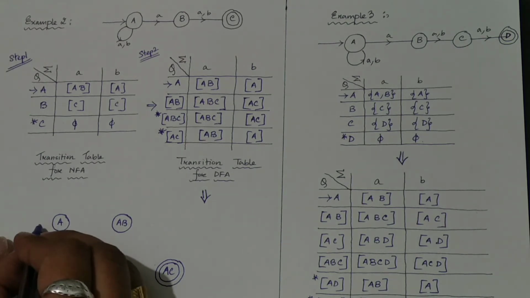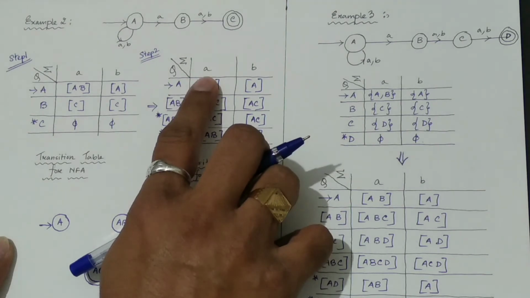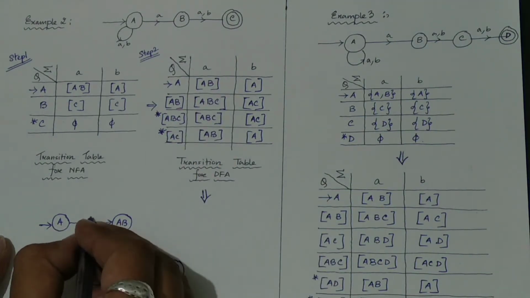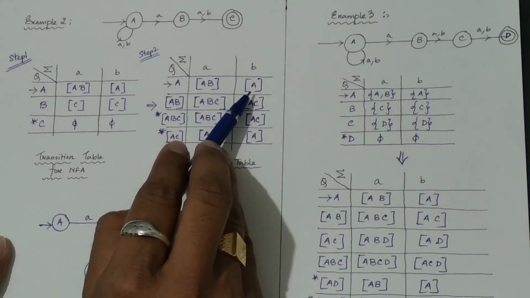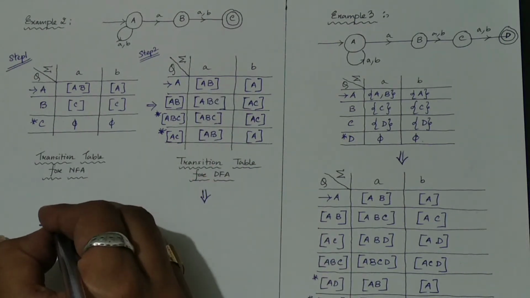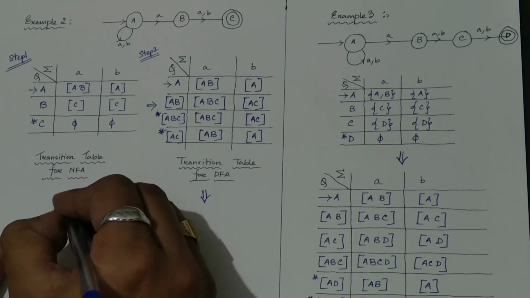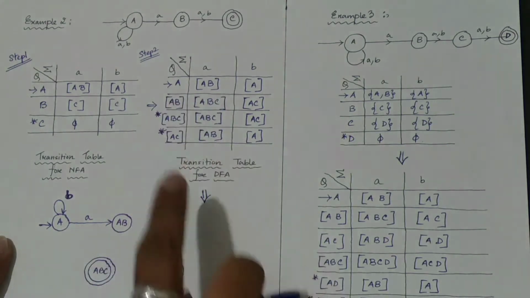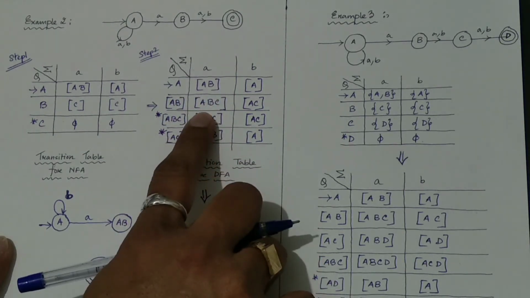Now the initial state is A. Now A on seeing input alphabet A, where it is going? AB. A on seeing input alphabet B, where it is going? To itself, correct? So I can draw a self loop. Sorry, this is B. Okay, now A is done. Now AB. AB on seeing input alphabet, where it is going? ABC.